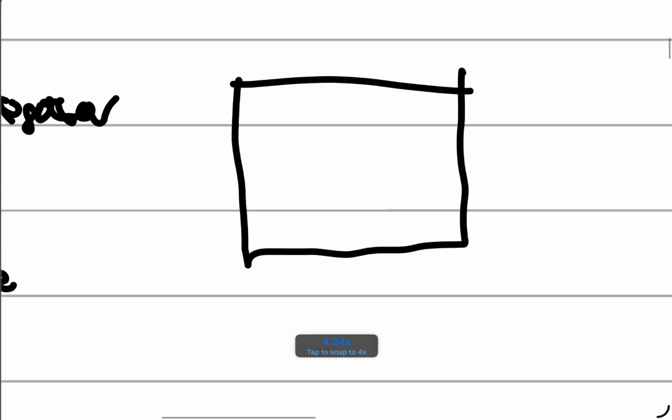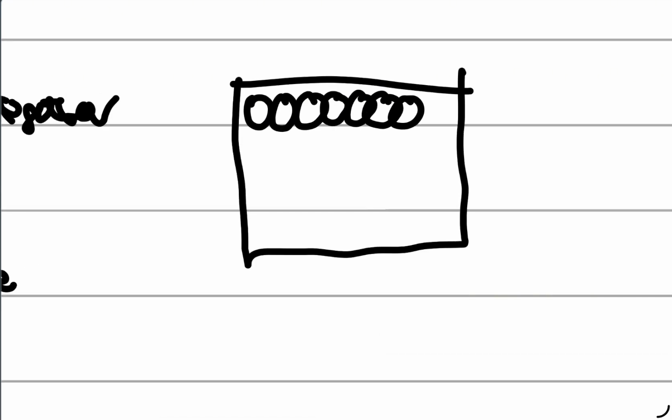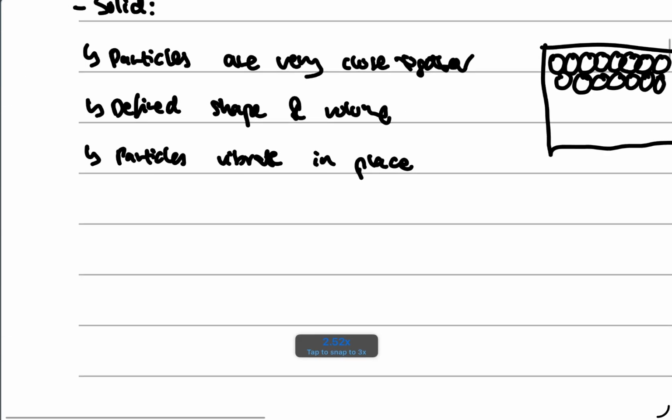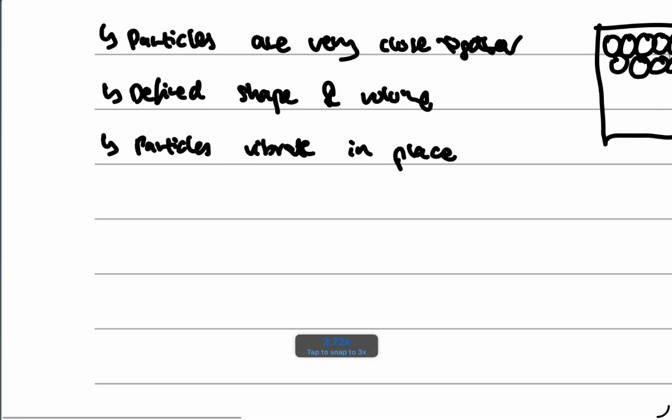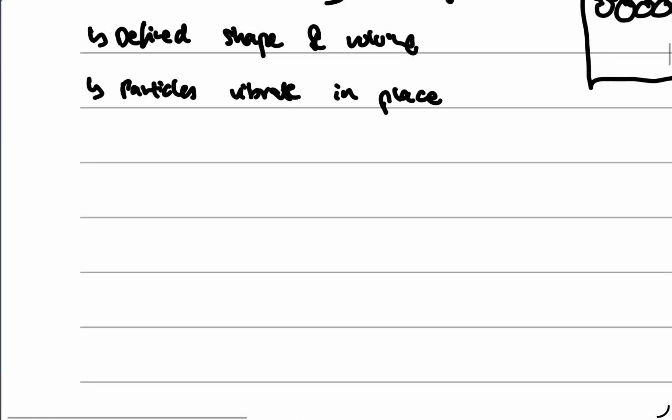All right, and if we had an example of this, this is just any container or the interior of anything. With solids, you're going to see that the particles are super close together. They're like this, and it keeps going on this way. So they're really close together and they just vibrate in place. And as such, they also have a defined shape and volume.